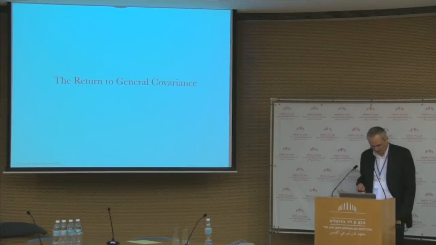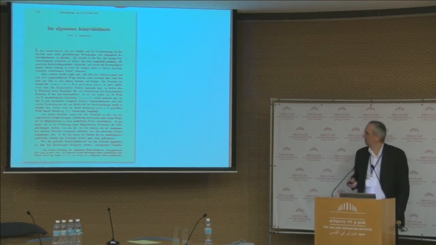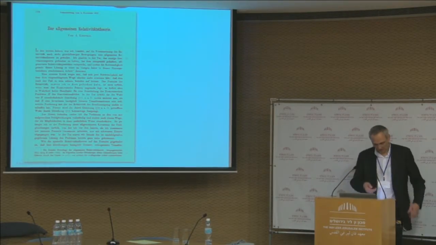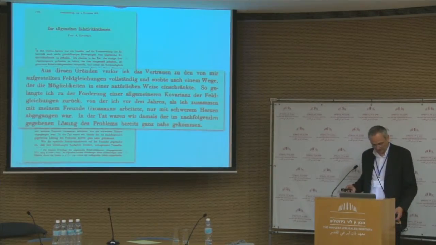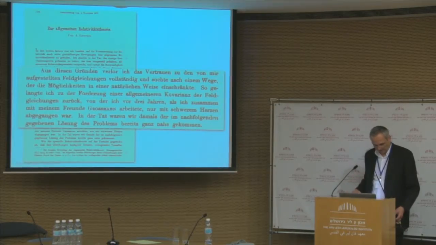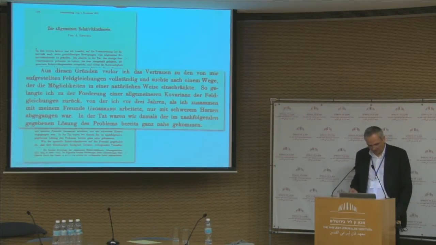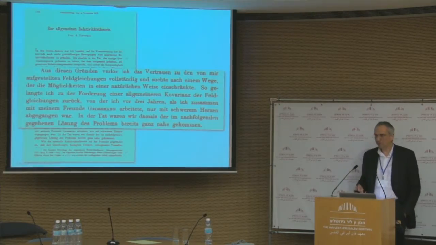So as we know, the return to general covariance begins on November 4 with the submission of this paper to the Berlin Academy on the general theory of relativity. And in the introduction, we've seen that quote already. Einstein writes, "For these reasons, I lost trust in the field equations I had derived, and instead looked for a way to limit the possibilities in a natural manner. In this pursuit, I arrived at the demand of general covariance, a demand from which I parted, though with a heavy heart, 3 years ago when I worked together with my friend Grossmann. As a matter of fact, we were then quite close to that solution of the problem, which will be given in the following."